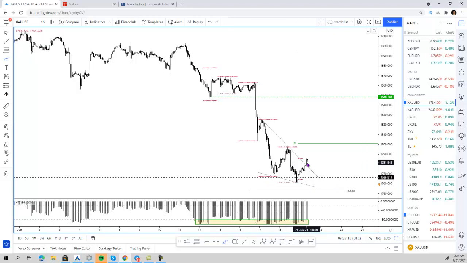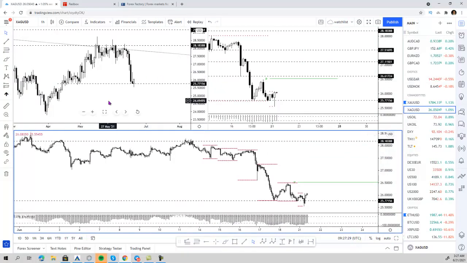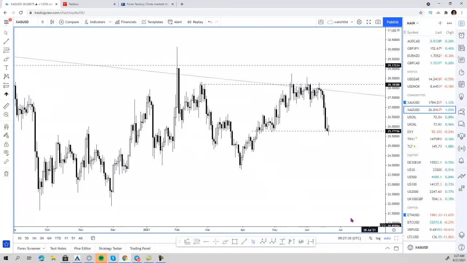But what we will do is look for buys at the break and retest of the 1800. This will give us a better risk to reward in order for us to hit those targets at the next key level around the 1848. Silver, same thing. Very, very interesting daily candle at the previous key level, right? Massive key level in silver right here.